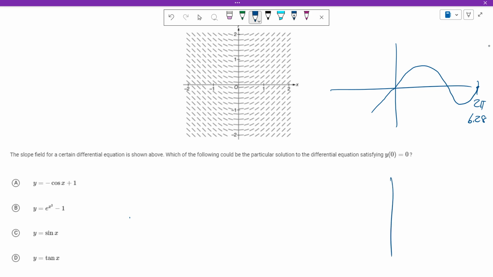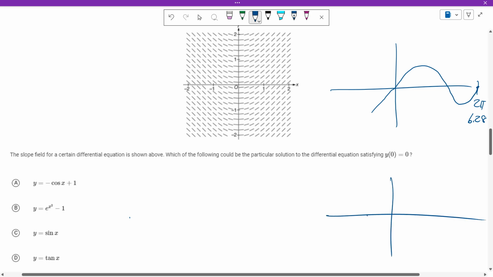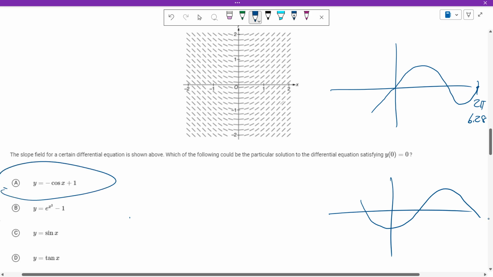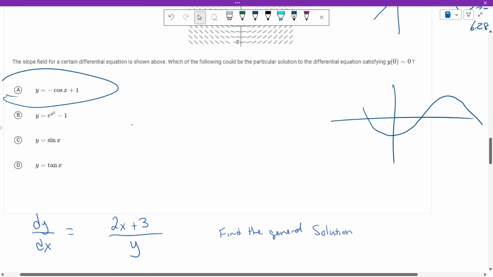The normal cosine curve goes like this. But if it's negative cosine, it would be going like this, right? So that kind of looks like the negative cosine curve because we're going down and then up. Okay, then you just keep trying numbers in and you'll see that it's that one.